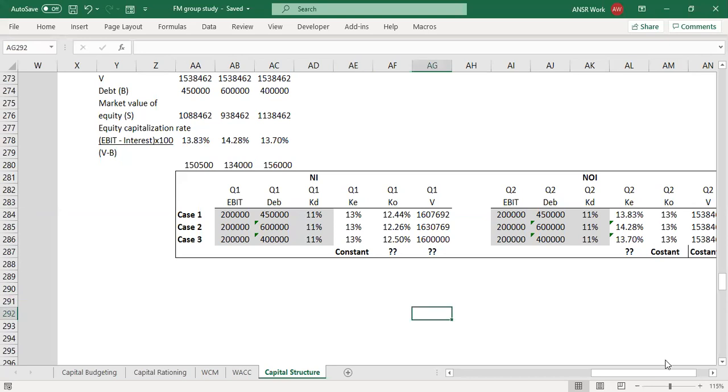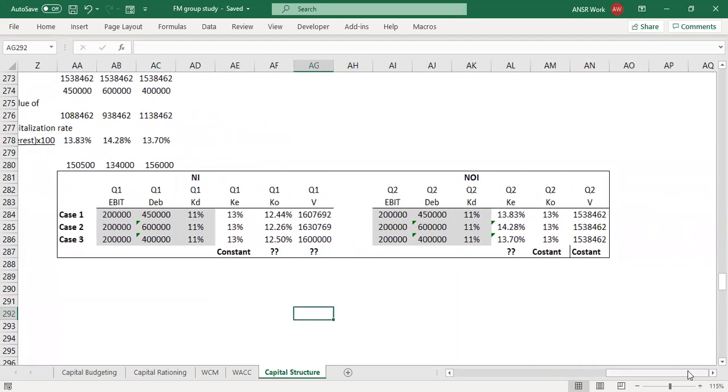Dheeraj, just one thing, to help with remembering this. So net income and net operating income, can I remember it in this way that the value of the firm is determined by two things only, the debt and the equity. So if the debt is changing and equity is constant, then the value of the firm will change because of the debt, right? If debt is changing and equity is not changing to oppose that change, then of course the value of the firm will change. And that's net income approach. You are right.